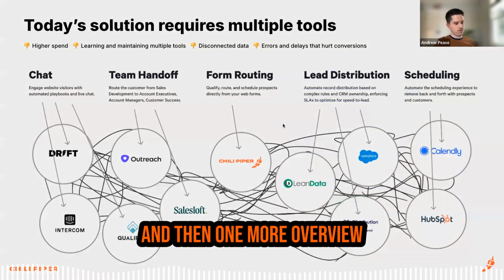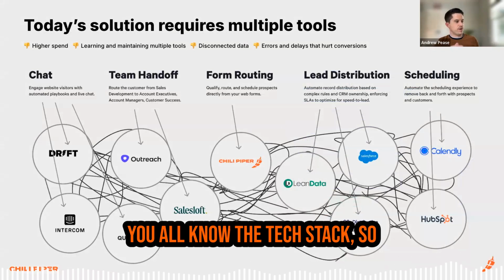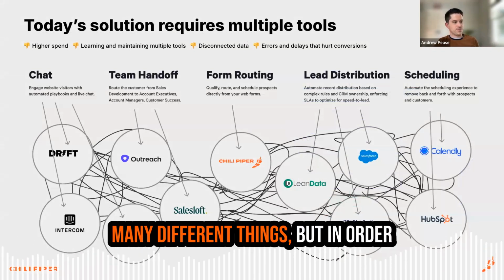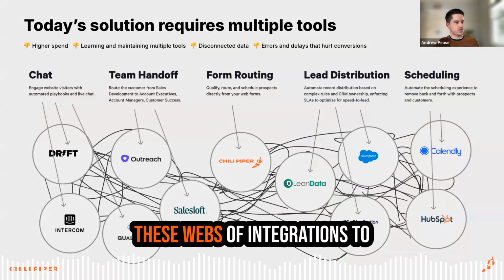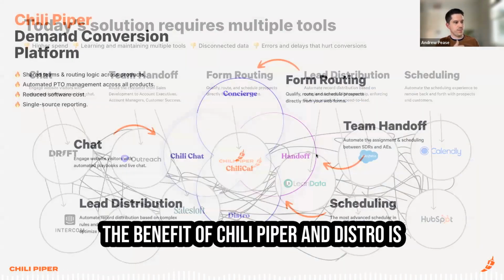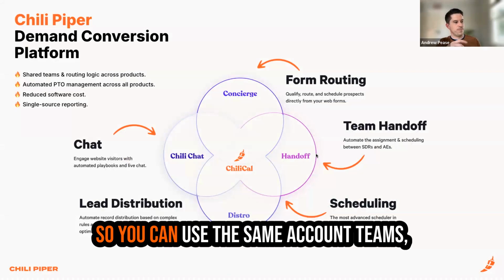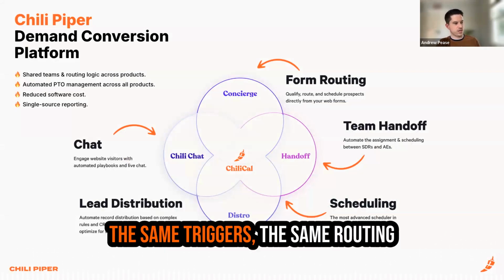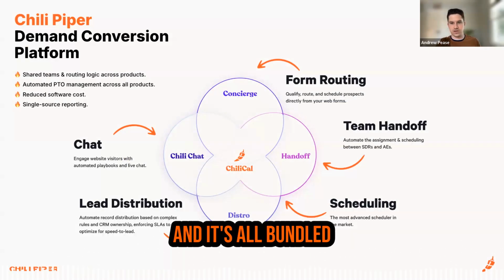And then one more overview for the Chili Piper platform. You all know the tech stack. So many different tools can do so many different things, but in order to have them communicate to each other, you need to build APIs or these webs of integrations to connect all those tools together. The benefit of Chili Piper and Distro is that all of those are under one roof, so you can use the same account teams, the same triggers, the same routing rules across all of these products. And it's all bundled and well put together.